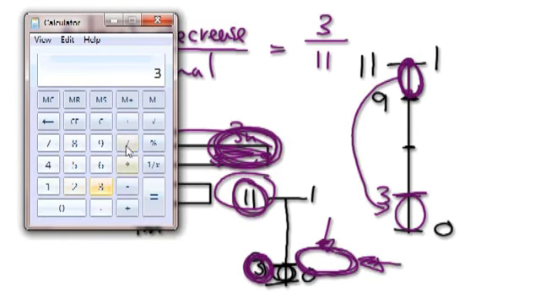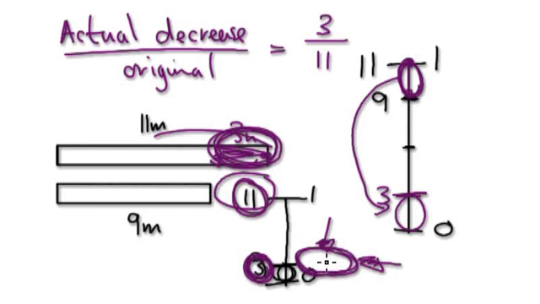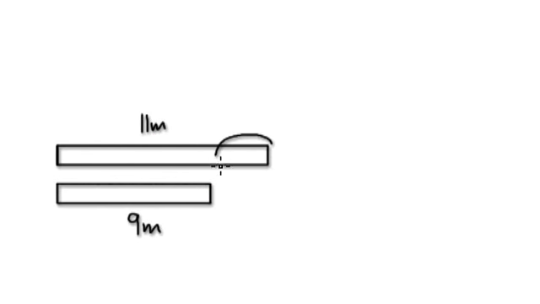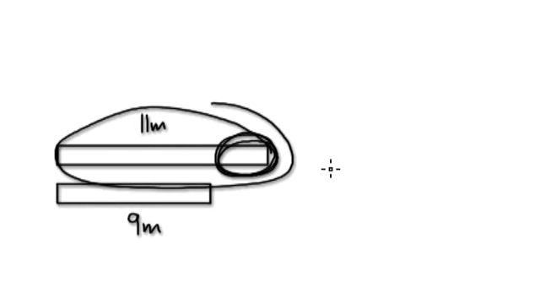So on the calculator, 3 divided by 11 equals 0.27. So you know that it has decreased by 27%. Okay. Just remember, it's always the amount decreased divided by the whole original. Remember that. Always compare it to the original.